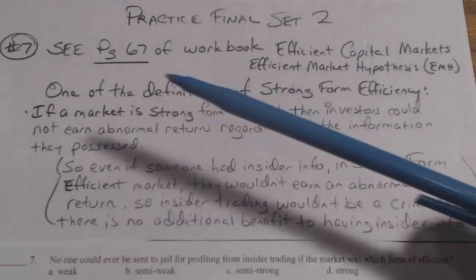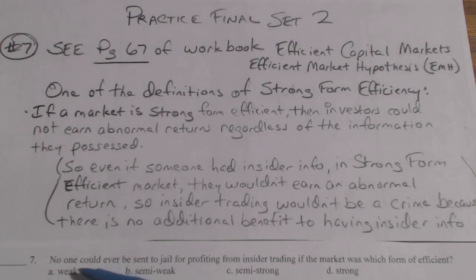Okay, so the question is, no one could ever be sent to jail for profiting from insider trading if the market was which form? Well, we just read that if the market is strong form efficient, then investors could not earn abnormal returns regardless of the information they possess. So why would they send you to jail for profiting from insider trading if, no matter what information you possess, you wouldn't get any abnormal profit? You wouldn't profit from insider information, so you wouldn't go to jail for it.